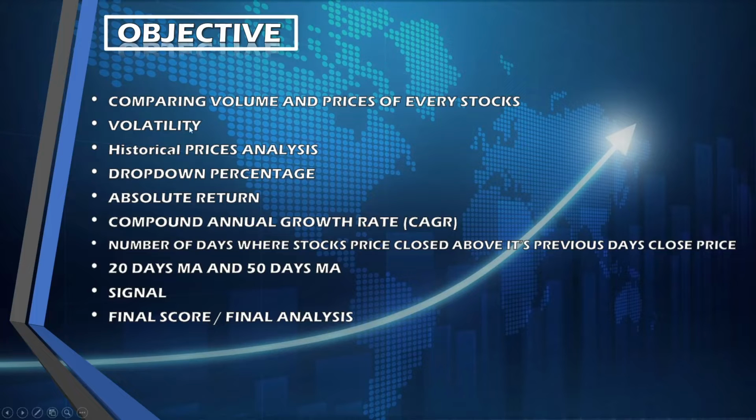So let's go to the objective of this project. First is comparing volume and prices of every stock, then volatility, then historical price analysis, drop down percentage, absolute return, compound annual growth rate (CAGR), number of days where the stock price closed above its previous day's close price, 20 days MA and 50 days MA signal, and last but not least, the final score or final analysis.